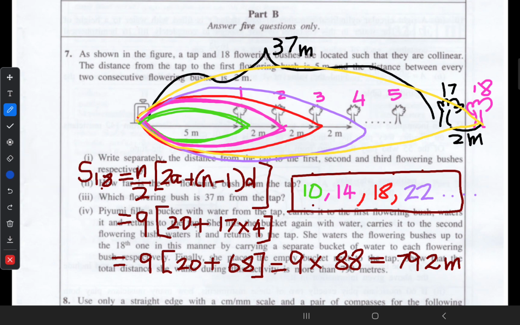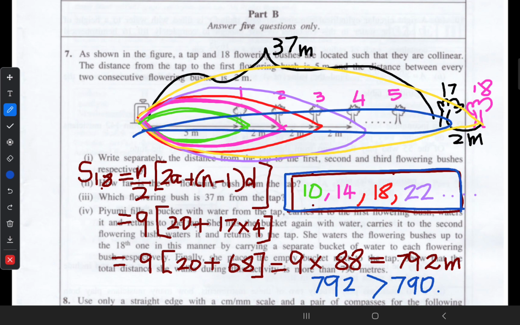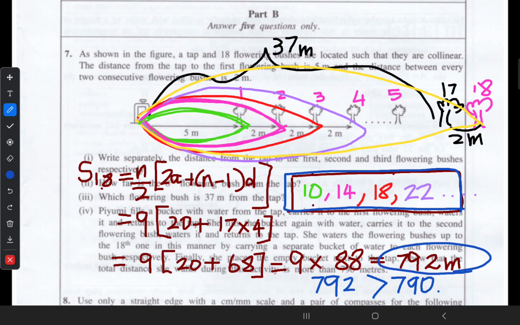But the question is to show that she traveled more than 790 meters during this activity. So 792, that is greater than 790. That's all. That is totally enough for your answer. I will repeat it again. You have to find S18 for the pattern which Piyumi is using, not the existing pattern. And finally, during this activity, she traveled more than 790 meters. When you find the sum of 18 terms in this pattern, it is 792. That is greater than 790. That's all for our answer.